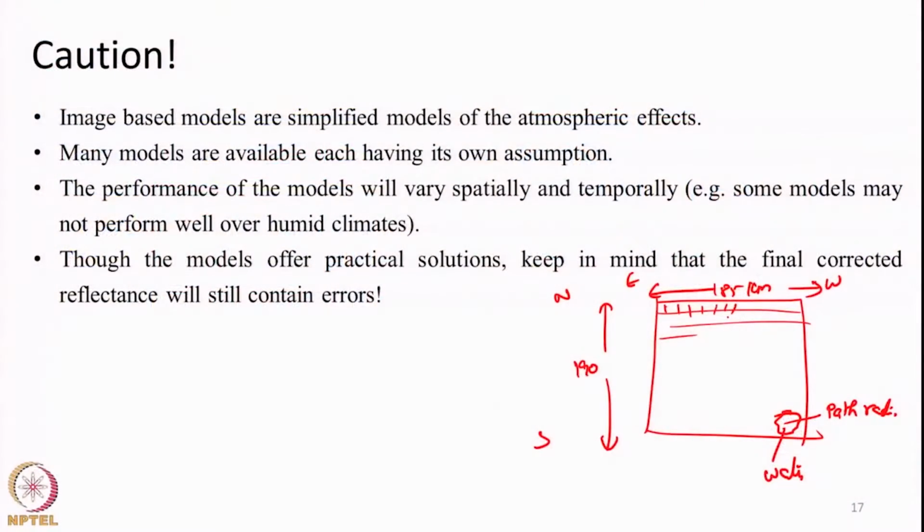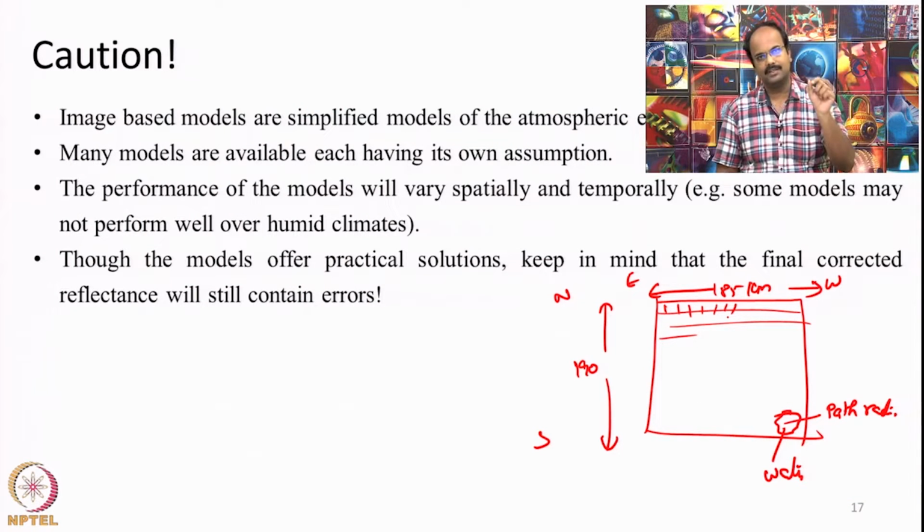Subjective means it is the user who has to analyze the image, visually interpret it and pick out the pixels which will appear dark, which will have almost 0 reflectance. We have to select such pixels. So, if I do it, I may select 1 or 2 pixels. If someone else does it, they may select a different set of pixels where the radiance recorded will vary. So, essentially this method is subjective.